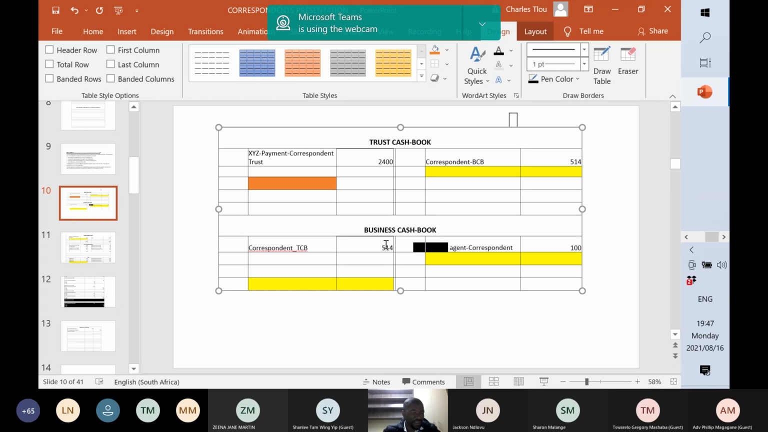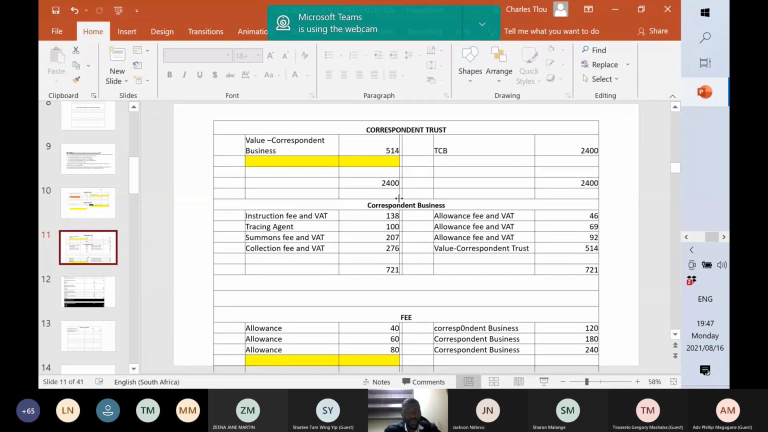Now we are done with step number 7, and then let's go to step number 8. Number 8 simply says account to client, and we can only account to client in their trust ledgers. Now let's see what trust ledgers we have. This is the correspondent's trust. We need to account to the correspondent. This is the only trust ledger that we have.